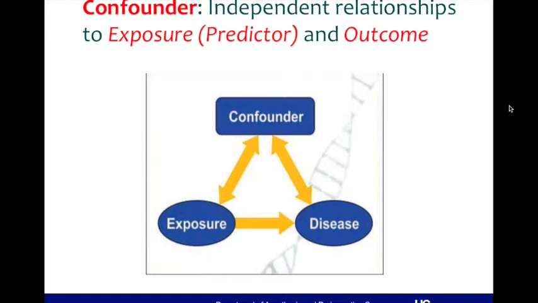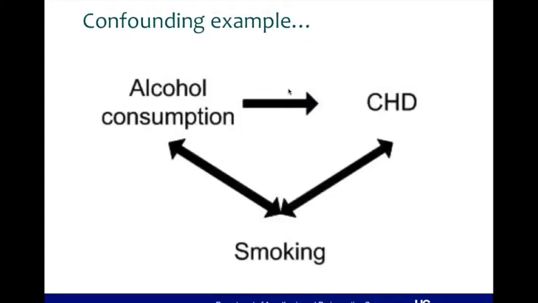And this is sort of pictorially what the confounder is. It has its very own relationship with your predictor or exposure and your outcome or your disease. And so it may do several things to the process. Here's first an example of confounding. Investigators were interested in looking at the impact of alcohol use on the development of ischemic heart disease.